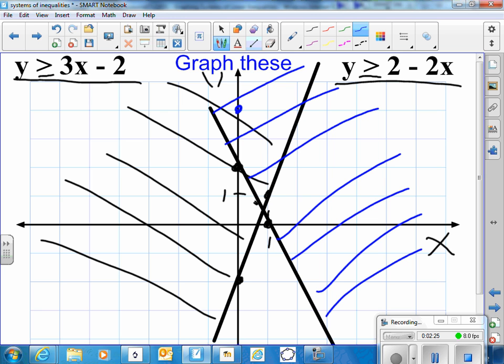So in a system of inequalities, the region that we're talking about is where both are shaded. So we're talking about everything in that V.